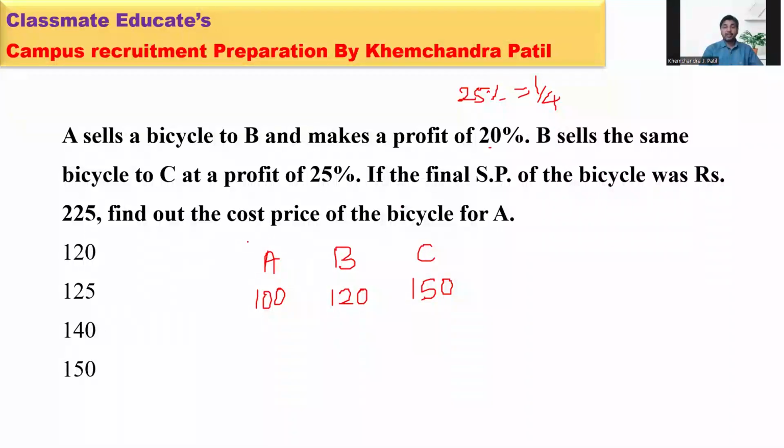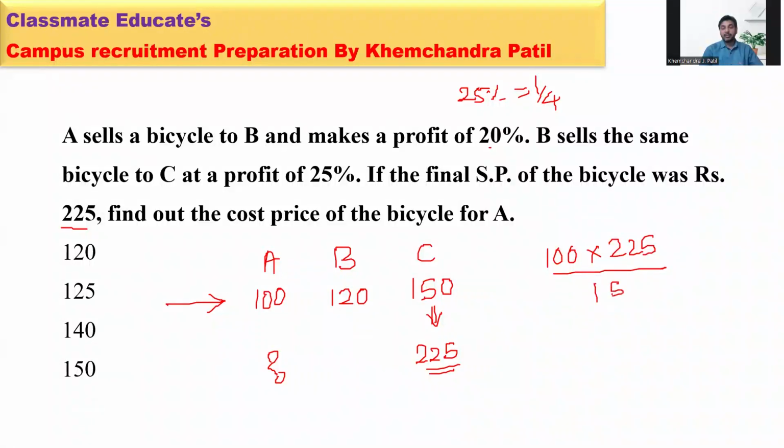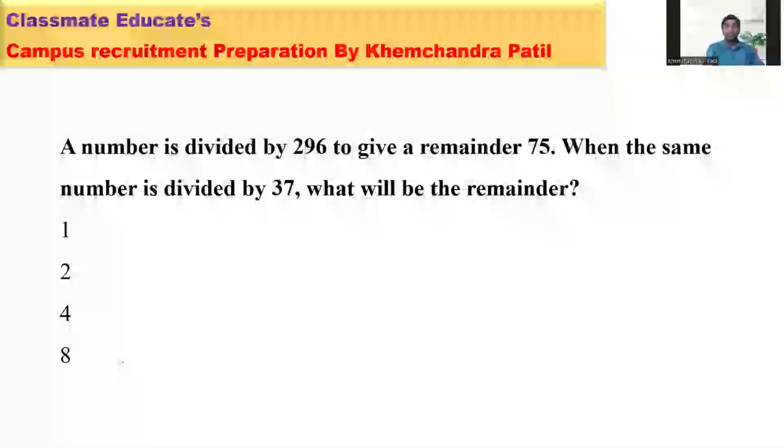If the final selling price of the bicycle is 225, find the cost price of the bicycle for A. Now the final selling price was 150. So this is our assumption line, but the actual price is 225 for C. So what is the price for A? If you cross multiply this, what do you get? 100 multiplied by 225 divided by 150. Simplify this. 15 ones are 15. This is a 15 square. So 150 will be your answer, which is option number 4.